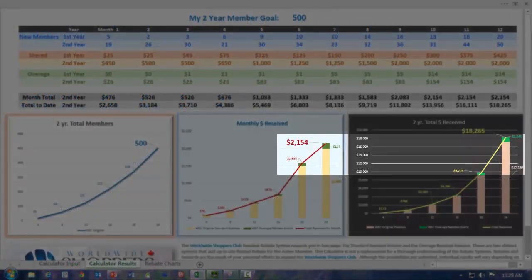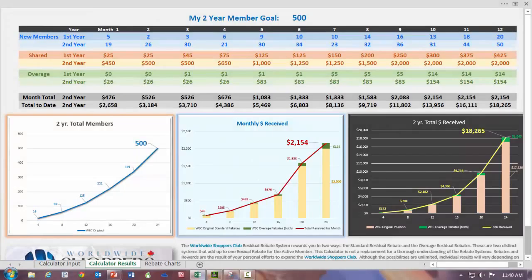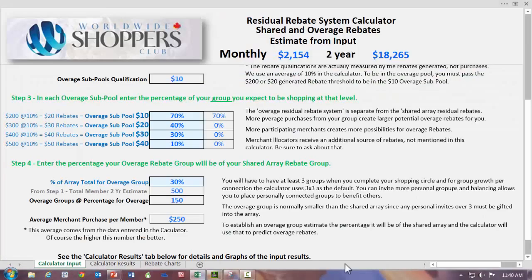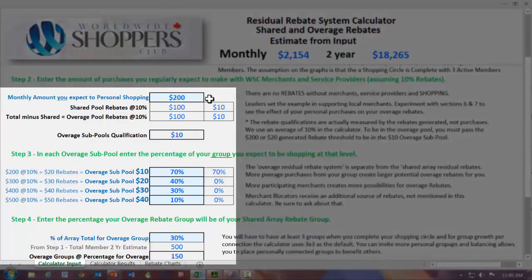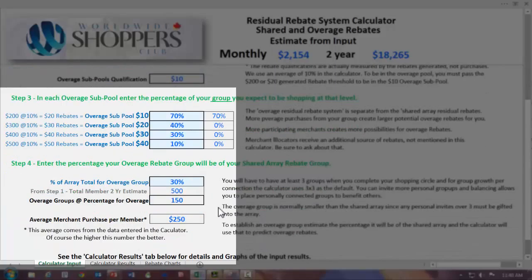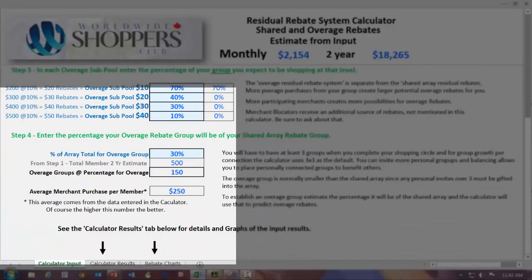So on the graph here you can see the very beginnings of the overage rebate, which is only $154 right now. So let's go back to the calculator and see what we can do to increase our overage rebates. Well, actually, there's 3 things we can do. Number 1, we can shop more. Number 2, we can have our group shop more. And number 3, we can have a larger overage group. Now remember, these are all variables and changeable so that you can see the effects of one from the other.